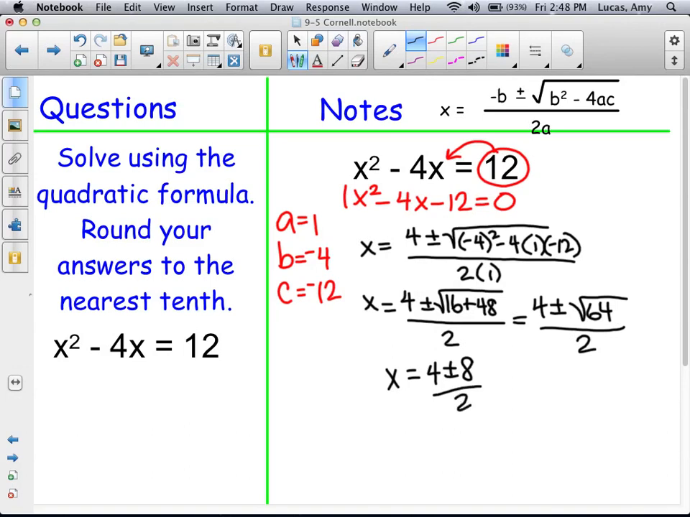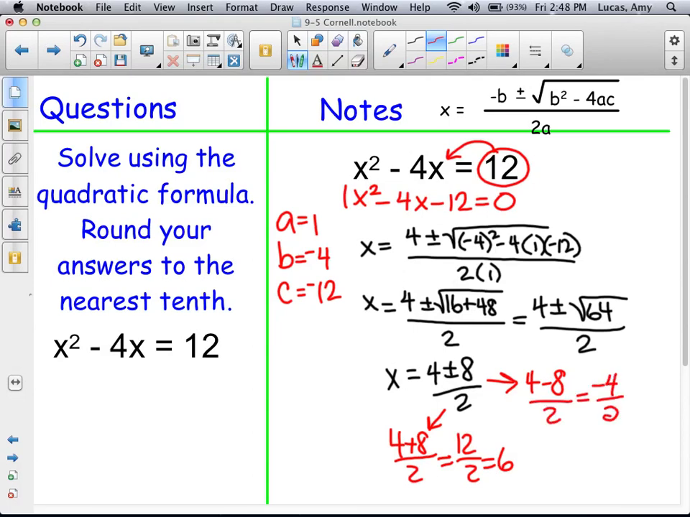So now we have 4 plus or minus 8 divided by 2. Split it into 2. 4 plus 8 divided by 2, or 12 divided by 2 is 6. 4 minus 8 divided by 2 is negative 4 divided by 2, or negative 2. So our two solutions for our quadratic are x equals 6 and x equals negative 2.